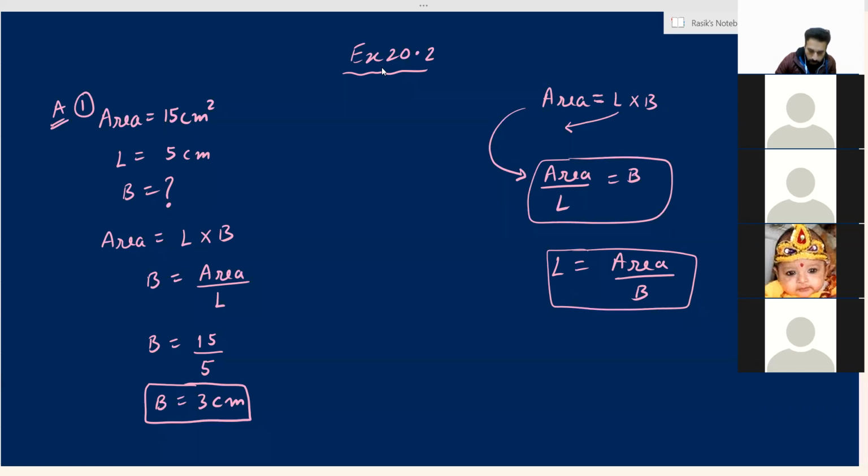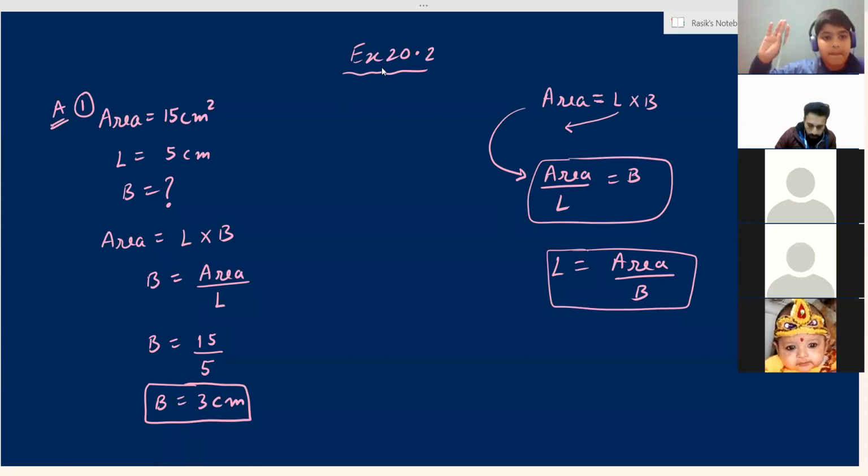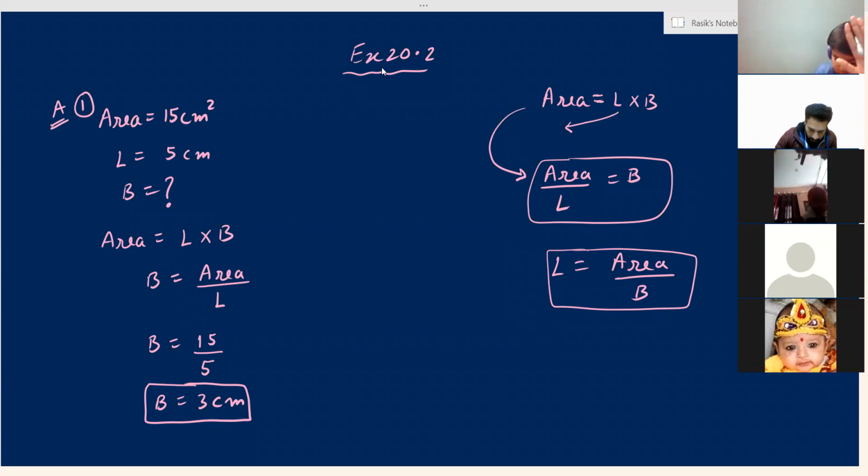Aditya Kumar, write down the unit. Your solution is correct, but you have forgotten to write the unit. Four centimeters. Noel Sahai, absolutely right. Viram Naz and Samar. Iram, very good, absolutely right. Samar, very nice, correct answer.